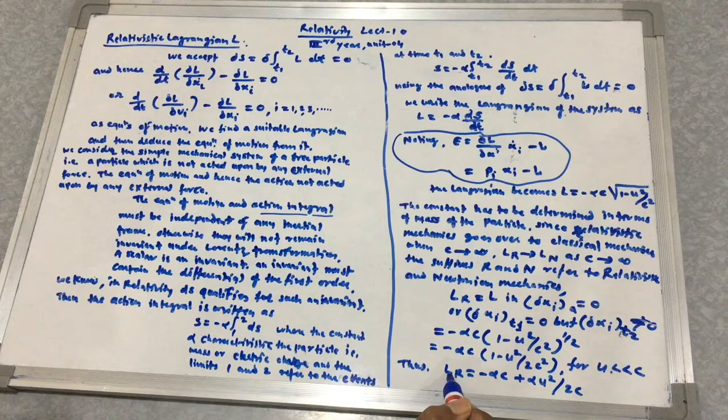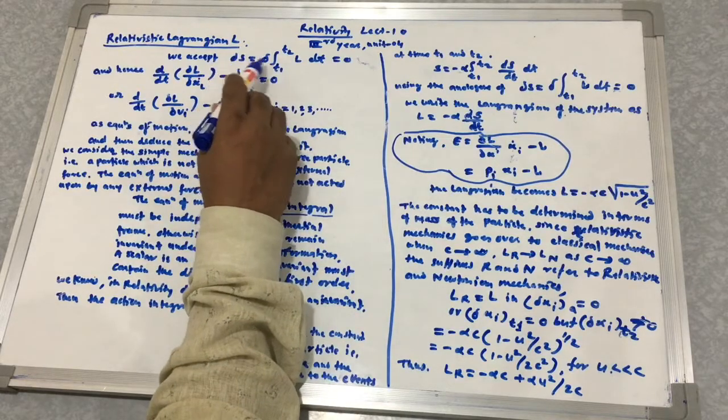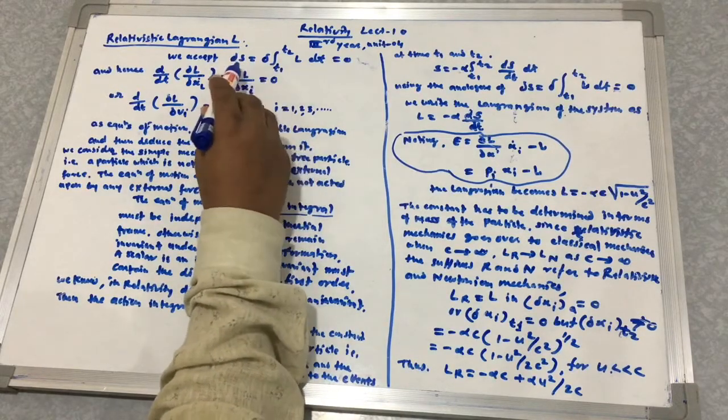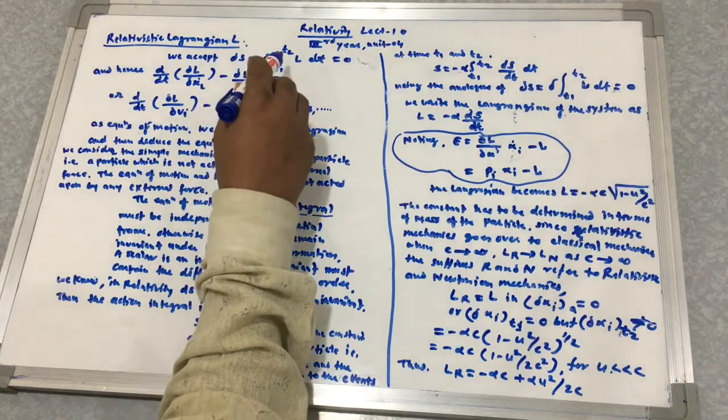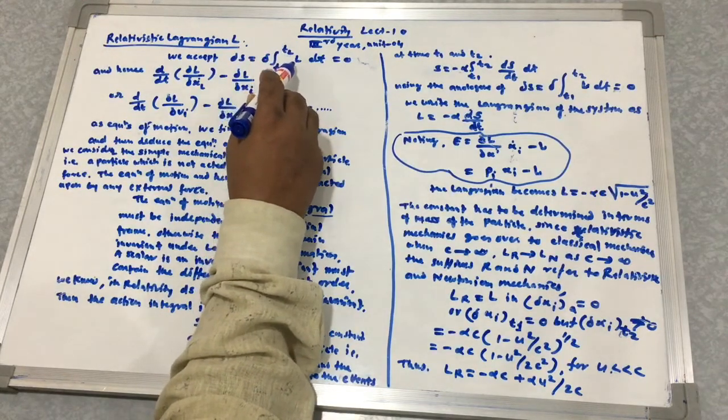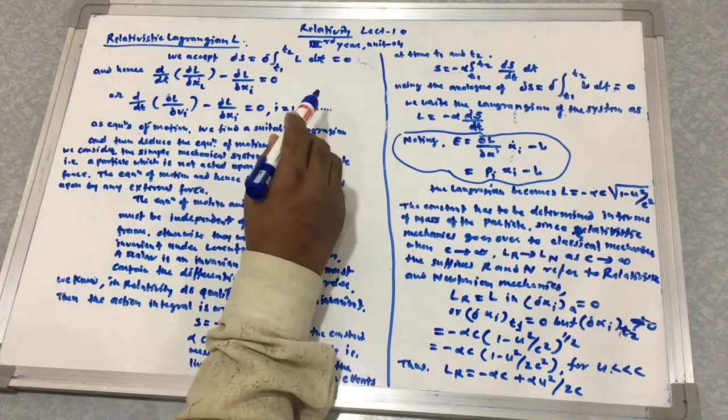Lagrangian L, or relativistic Lagrangian. We have the equation of motion: delta S is equal to delta integral from T1 to T2 of L dt is equal to 0.